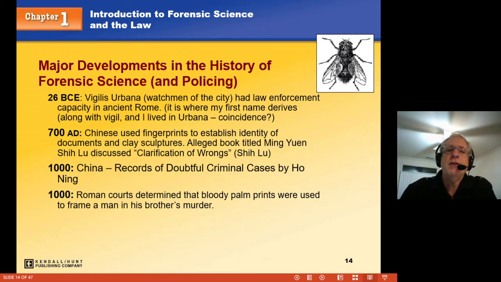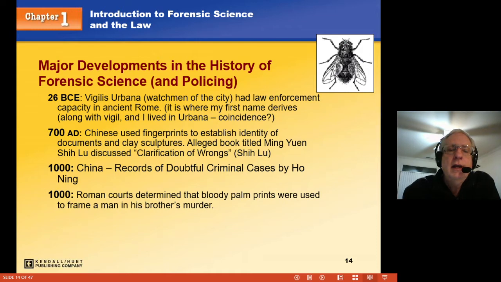Now, what are some major developments? Let's think about scientific aspects applied to law. This has been going on for thousands of years, even though the term forensis is old, but the term forensics is relatively new. What are some ways that this has been applied throughout the ages? Well, let's go all the way back to 28 BC, which was the earliest reference I could find in the book or the internet, to Vigilis Urbana.